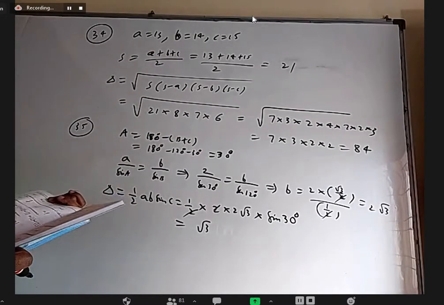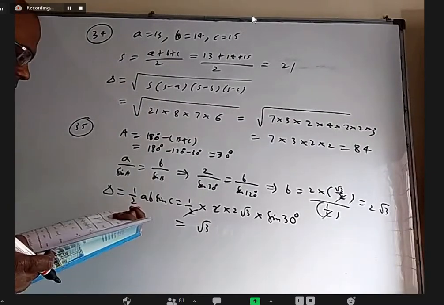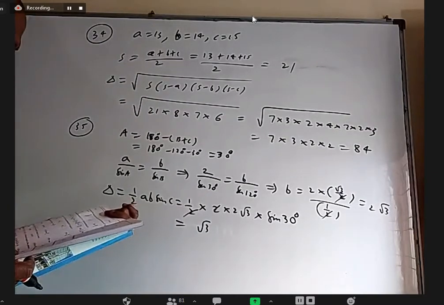What is this 36th question? Sin A plus sin B is given, sin A into sin B is given. We want to find cos A minus B. Okay.